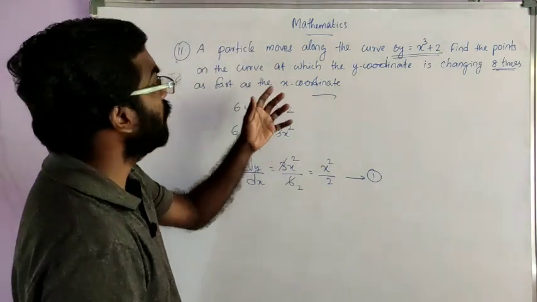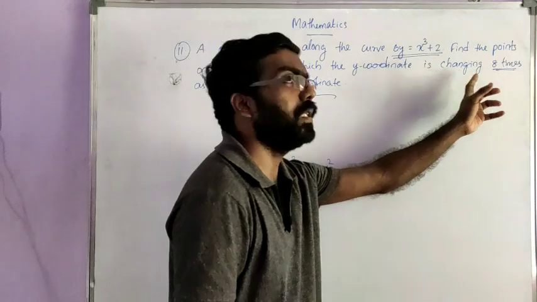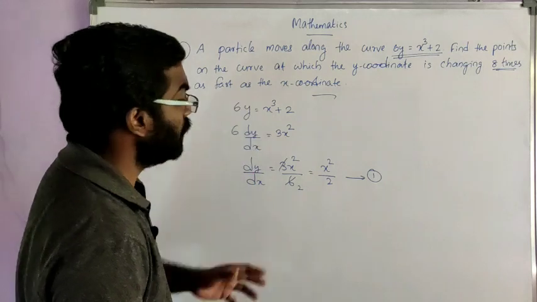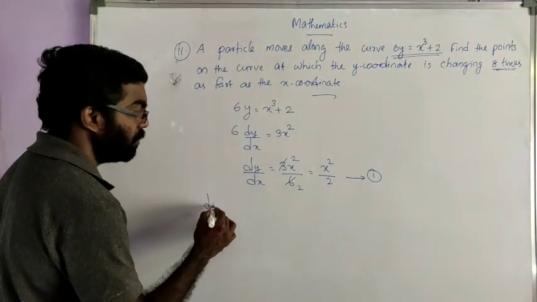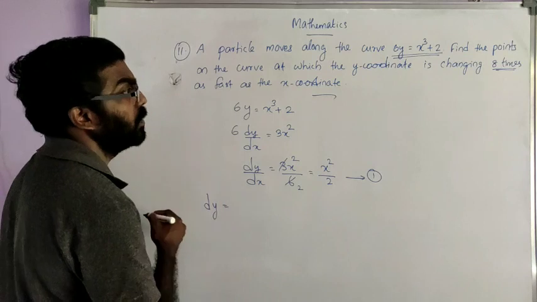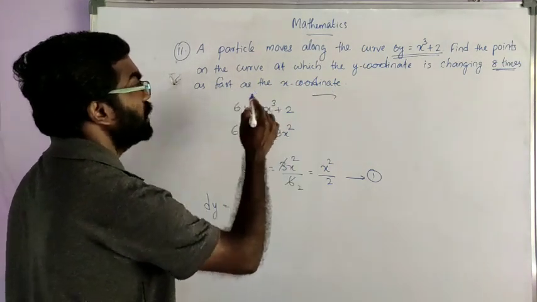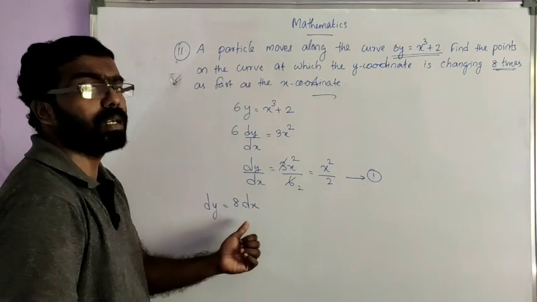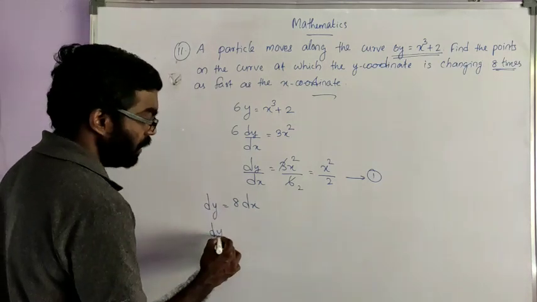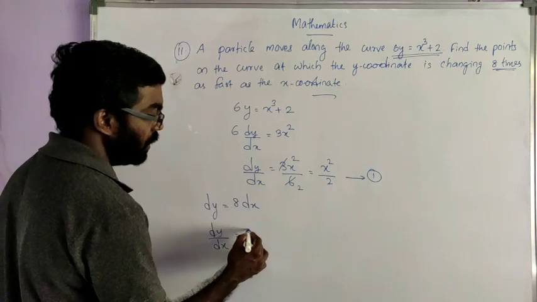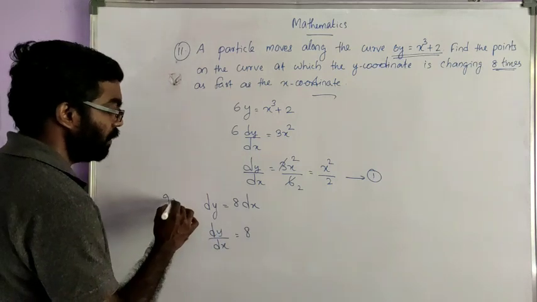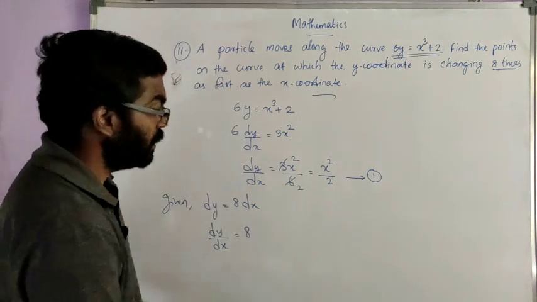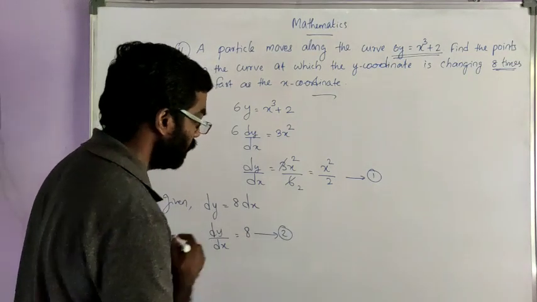But it is given in the question, the y coordinate is changing 8 times as fast as the x coordinate. The change in y coordinate we can denote by dy. So dy is equal to 8 times the x coordinate change, that is 8 into dx. Change in x is dx. So we can write dy by dx is equal to 8. We can take it as equation number 2.